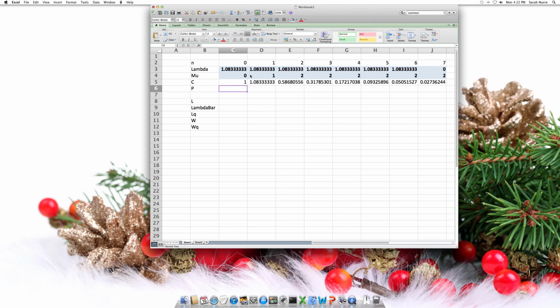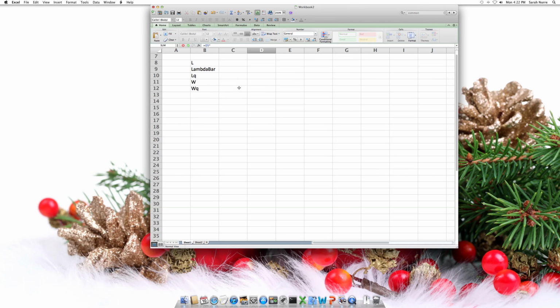Now I need to get my P values. My P0 just equals 1 over the sum of all the C values. For everything higher than P0, so P1 through P7 here, it just equals its corresponding C value. So P1 here just equals C1 times P0.